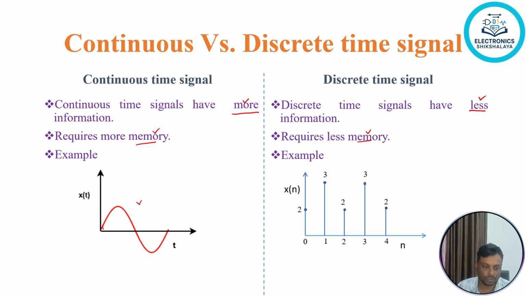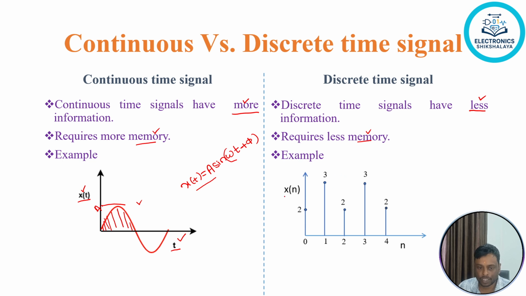In this example of a continuous time signal, there is a value at every instant of time. This is a typical sine wave, and the signal is represented by x of t. We can write x of t as A sine of omega t plus phi, where A is the amplitude and phi is the phase. This is an example of a typical continuous time signal.